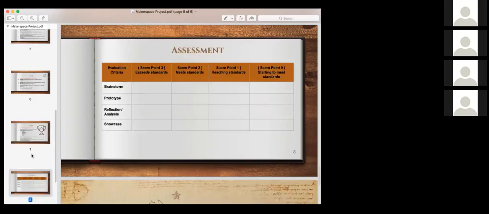So the last piece of the presentation is assessment, which is a rubric, since our big question is understanding by building.